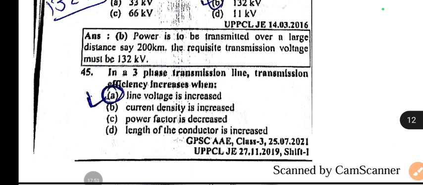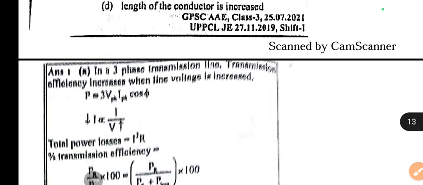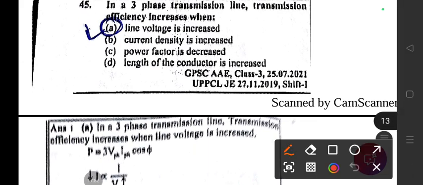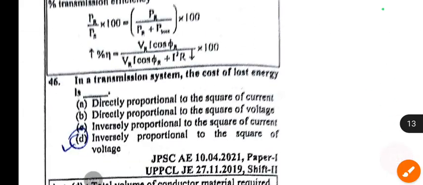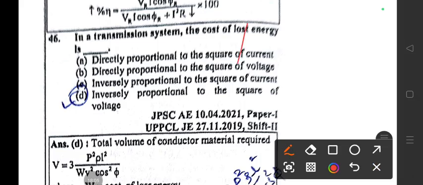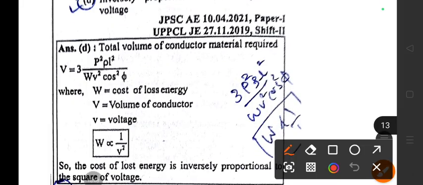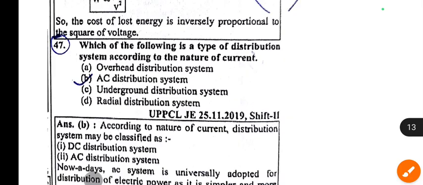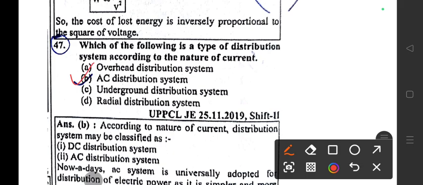In a three-phase transmission line, transmission efficiency increases when the line voltage increases. Answer is A. In a transmission system, the cost of lost energy is inversely proportional to the square of the voltage. You know that. You have to remember this relation. Which of the following is a type of distributor system according to nature of current? The answer is AC distribution system.